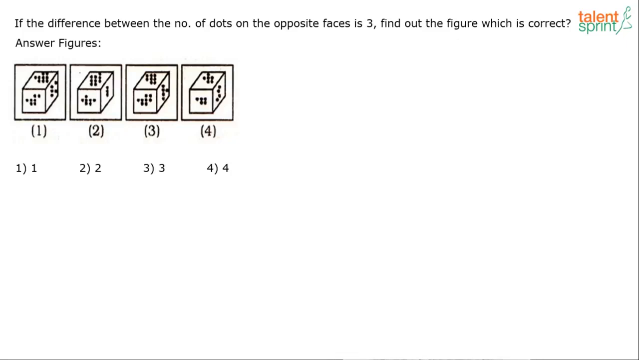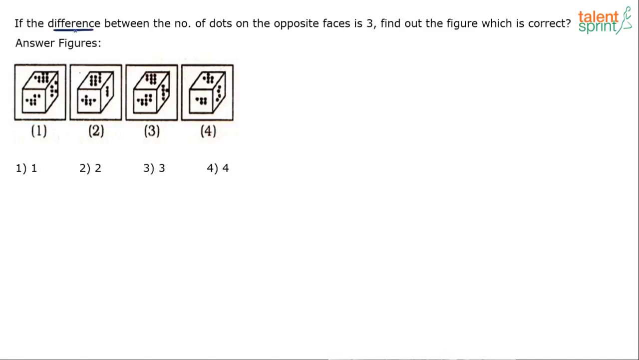He says the difference between the number of dots on the opposite faces is 3. So find out the figure which is correct. Alright, here we go. Look at this question. If the difference between the number of dots on the opposite faces is 3, find out the figure which is correct. So what's the logic here?